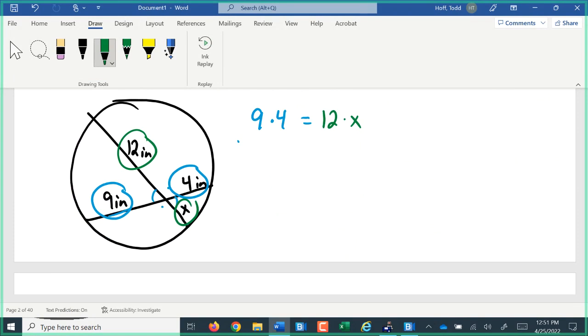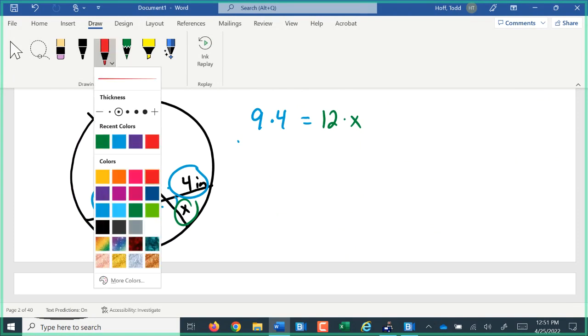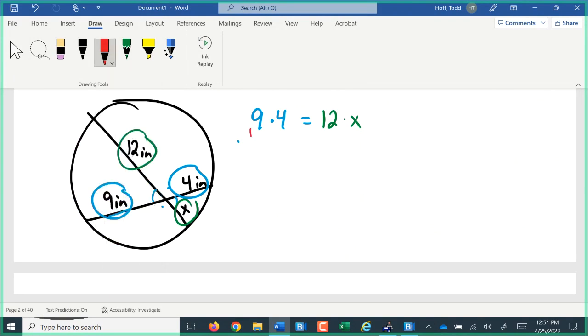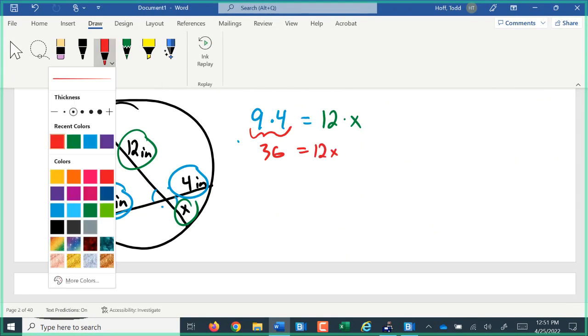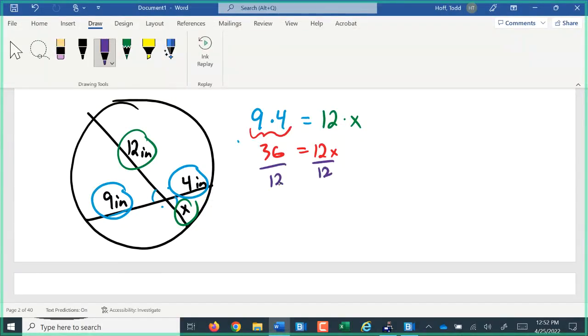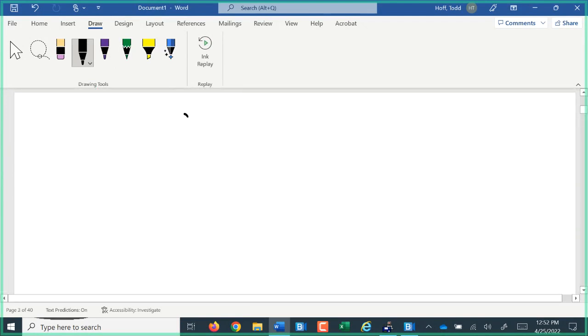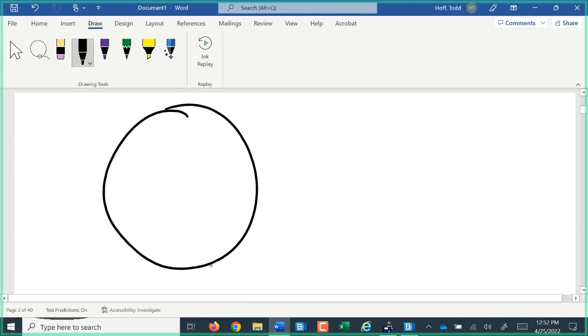How do I get x there? Multiply 9 times 4. 9 times 4 is 36 equals 12x. 12 times something, which would be 3. Divided by 12. 36 divided by 12 is 3. x equals 3 inches. Not bad. See, when you do it like this, it makes sense. When you do it on a test, we don't have all those steps.